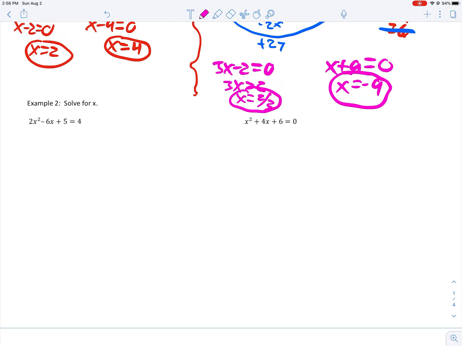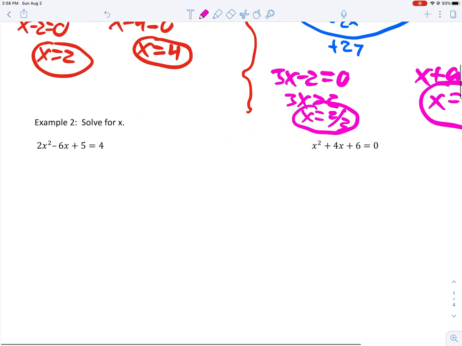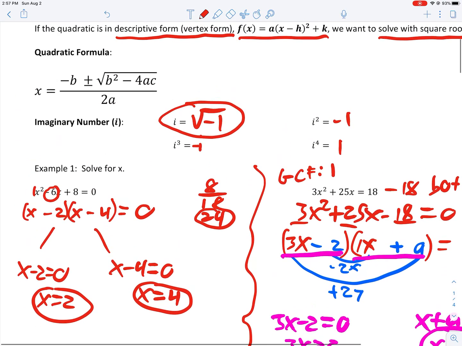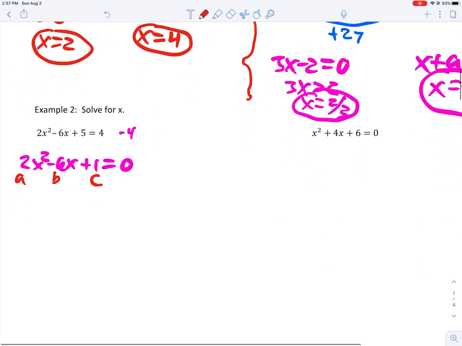Now that's not always going to be the case. Example 2 kind of looks like example 1, the second one. So I'm going to subtract the 4 over. I'm going to minus 4. So we have 2x squared minus 6x plus 1. If you tried to factor this, you couldn't factor this with nice whole numbers. You could sit here and try to figure out fractions and stuff, but it won't factor with nice whole numbers. So we're going to have to do the quadratic formula. So this is my a, my b, my c. Again, using the quadratic formula, which is right here.